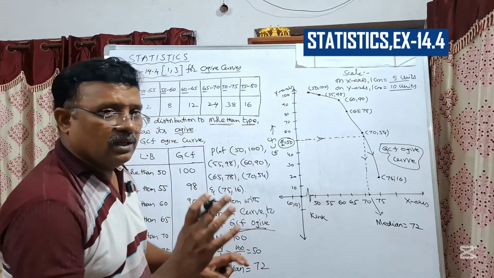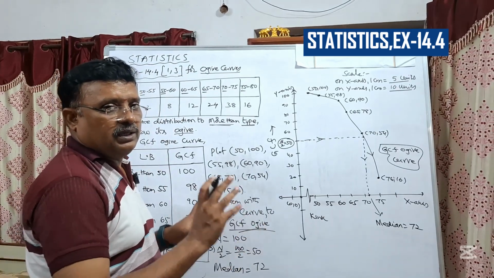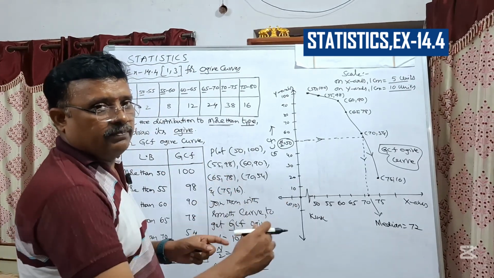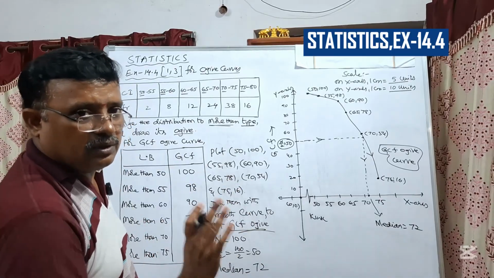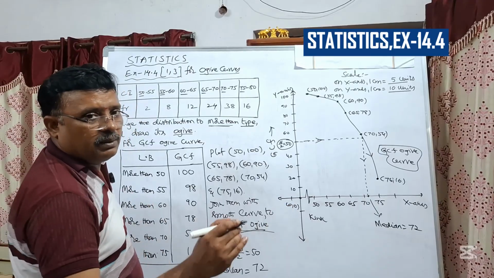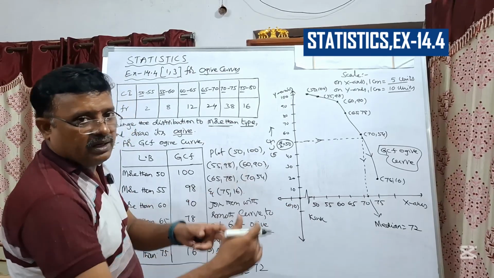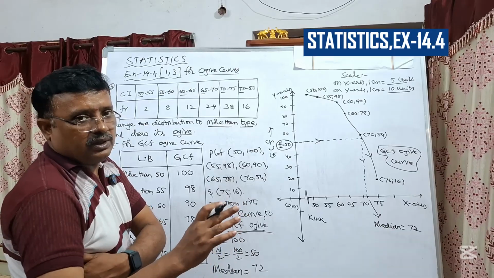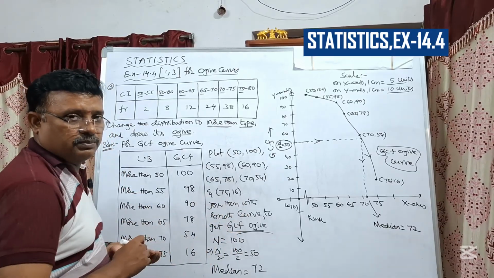Understood? Okay. On your graph paper, if you draw it properly according to my words, you will get the exact median for the question. Right? Here, roughly I got median 72. It may be 71 or 73 according to you. You observe that one clearly. Okay? Right. So these are the procedures.